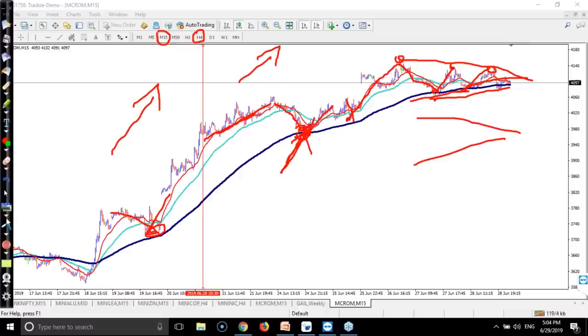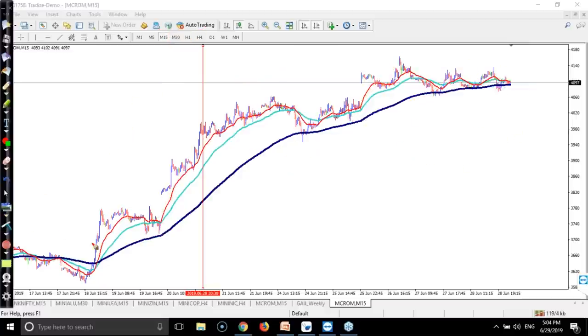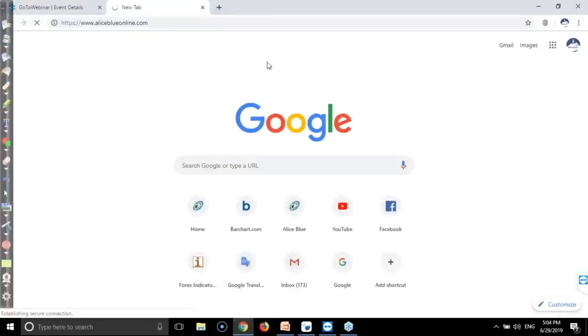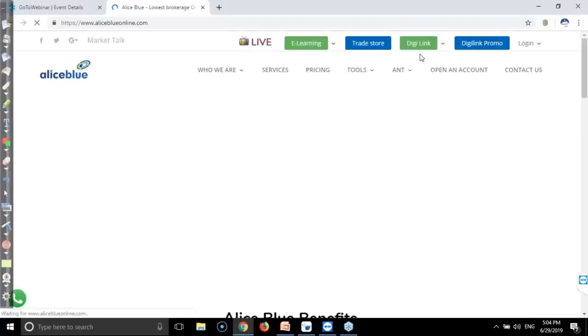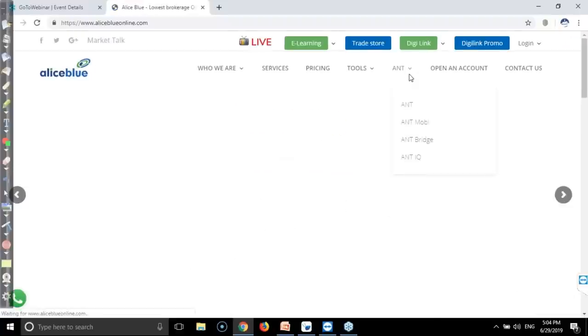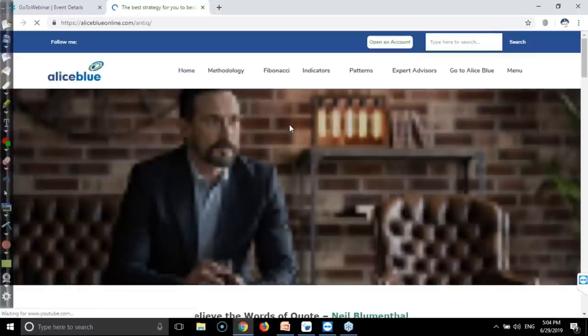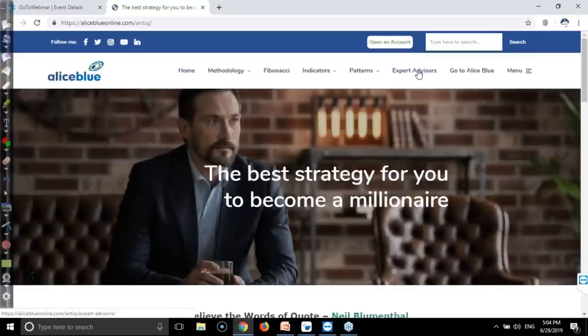I already wrote it. So if you want to know about all those patterns, you can visit our blog page, written by me. So you just visit Aliceblue.com, and when you visit Aliceblue.com, you just go to ANT IQ here, right? This is the ANT IQ page written by me. So here is the expert advisory.